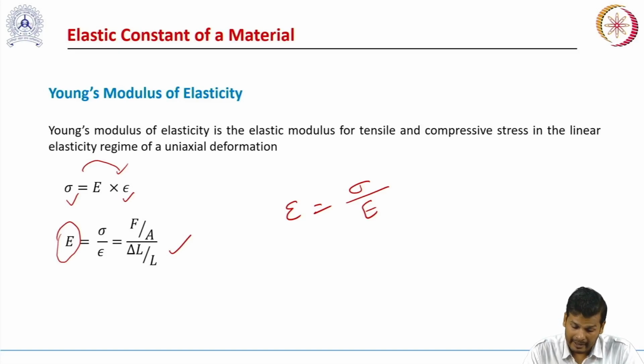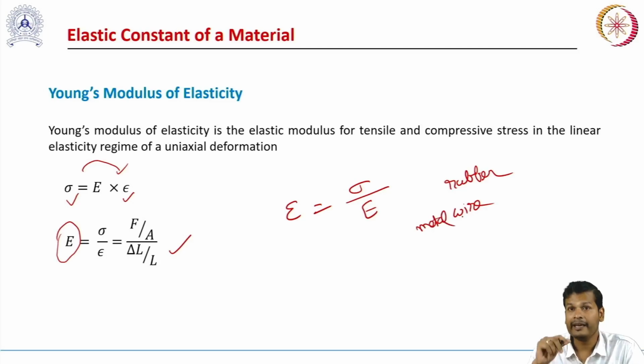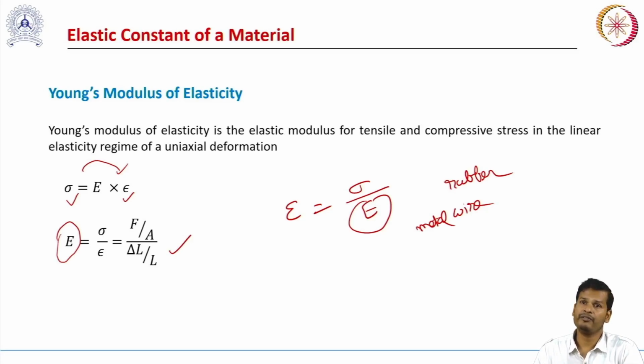For example, if you have a rubber or rubber-like material, and let's say a metal wire, and you apply a small force which is similar on both, the rubber body will be elongated by a large amount, but the metal wire will only elongate by a small amount. This is because the Young modulus of elasticity of the rubber and metal wire are different. So how much strain will be developed inside a body depends upon the Young modulus of elasticity.